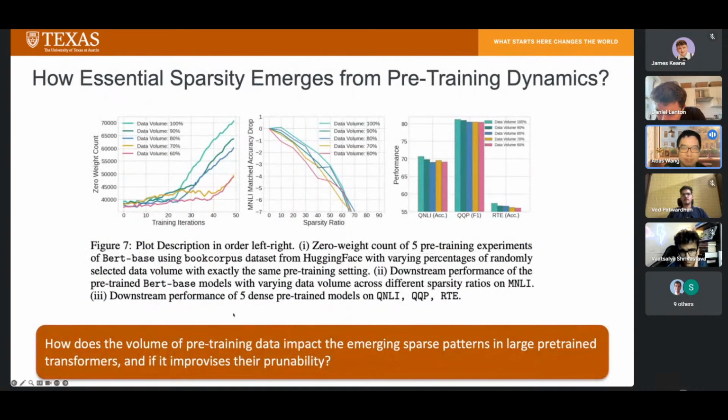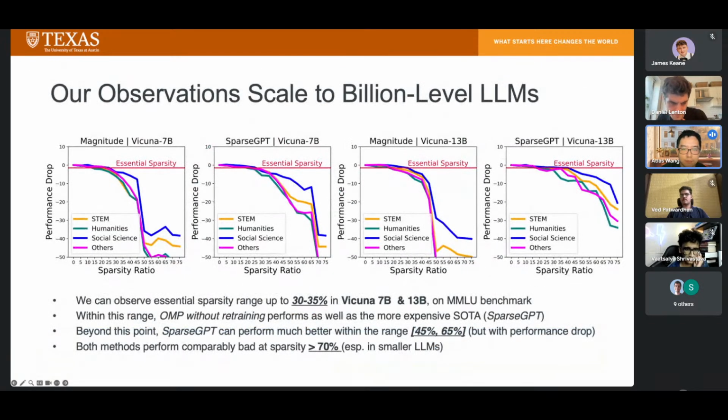I don't have the budget to retrain Llama from scratch at different portions of the pre-training data set. So I wouldn't claim this is necessarily true on Llama level, but this is true on BERT base level. More data will lead to a more prunable model. But we do have some experiments working from our work in progress though.